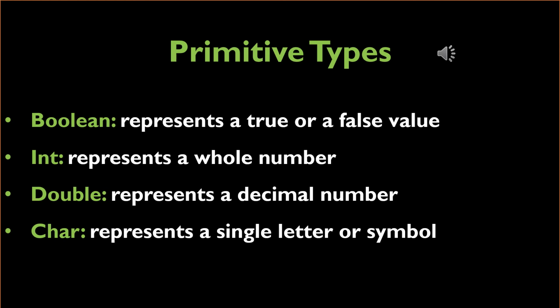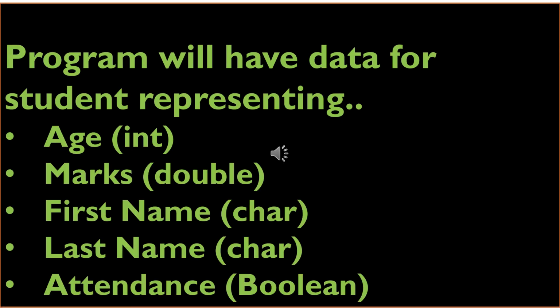Let's try using our primitive data types in Java. Let's create some data types in Java. In this lesson, we'll be creating a few pieces of data that could represent attributes of a given high school student. Our program will have representations of student age, marks, first initial, last initial, as well as if the student has perfect attendance so far this year.